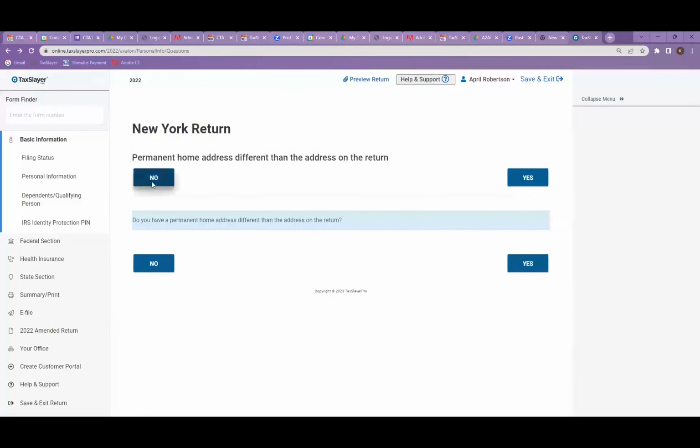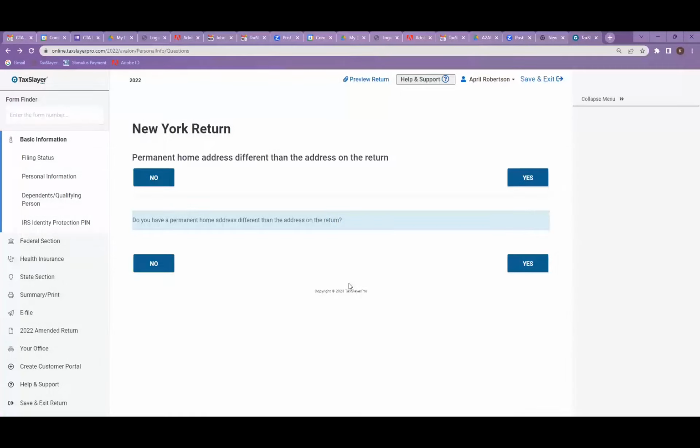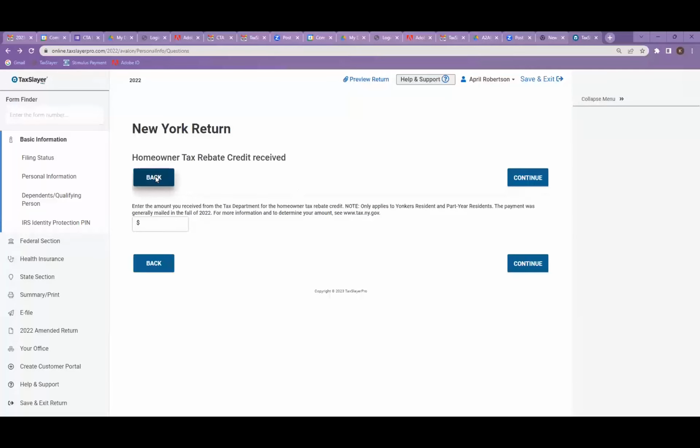And let's go back to filing status, left-hand side. Yeah, I'm sorry. So in other words, as you can see with that warning, it wouldn't allow us to get out of the screen because all of the New York questions weren't answered. So what does it say here? Permanent home address different than the address on the return? The answer is no. The address is the same. The homeowner tax rebate credit only applies to Yonkers people. So let's hit continue, Keisha.